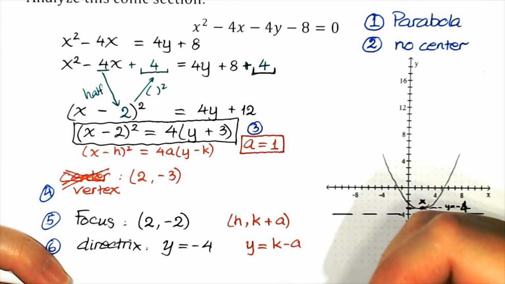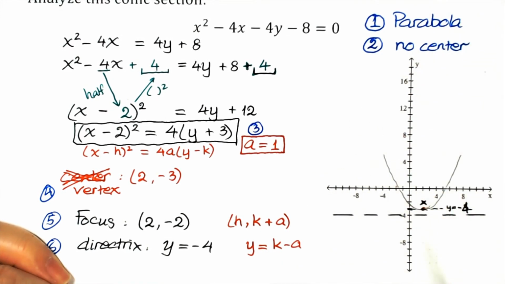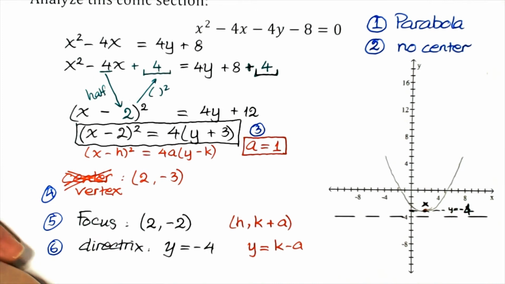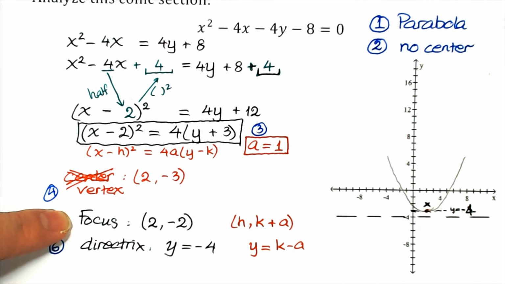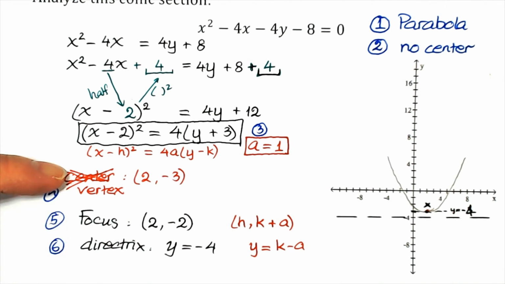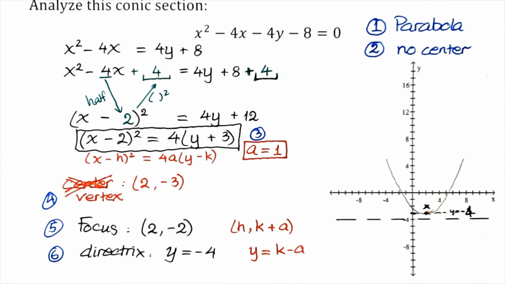Of course, if a is negative, then the focus is below and the directrix is above, and the parabola opens down. And this is a parabola, so there's no transverse axis, no asymptotes. Again, for a parabola we only have 3 things: vertex, focus, and directrix. No center, no transverse axis, no asymptotes. And that's what we have.